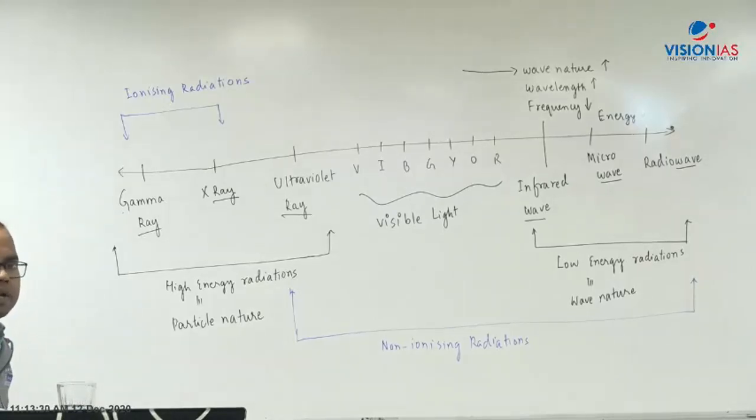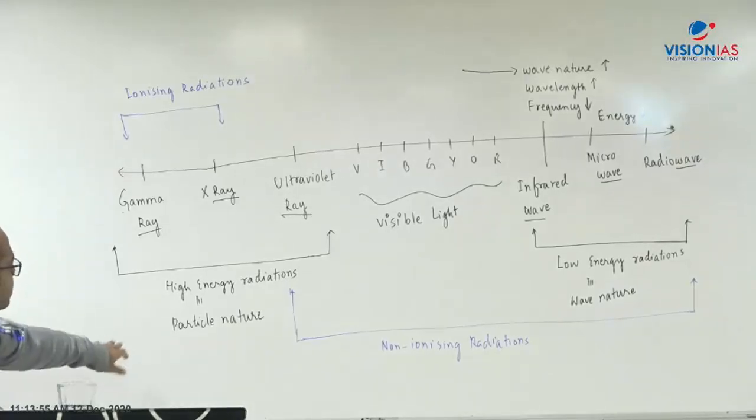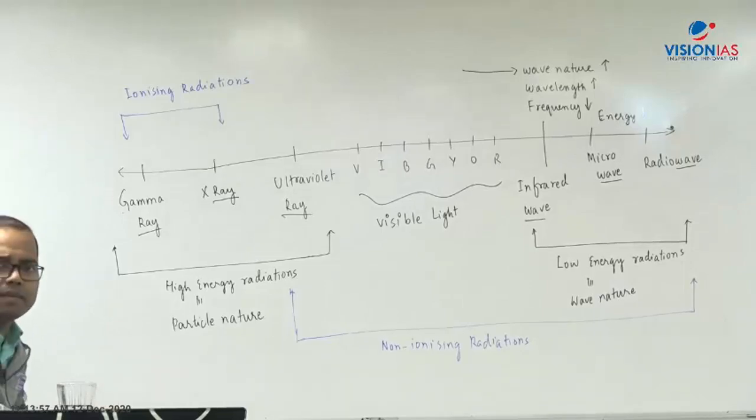Now one thing you keep in your head, if I am writing particle nature, it doesn't mean that these do not have wave nature. These also have wave nature, but particle nature is more prevalent. Understand this, for example, if we say that he is a very calm guy, it doesn't mean he will never get angry, right? But that is rare. In the same fashion, particle nature means wave nature is minimal and particle nature is more prevalent.